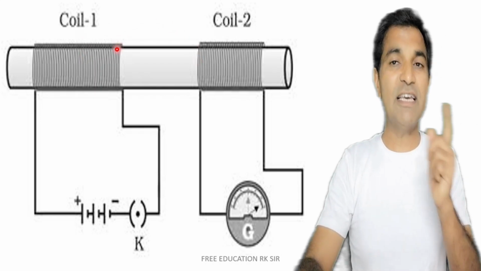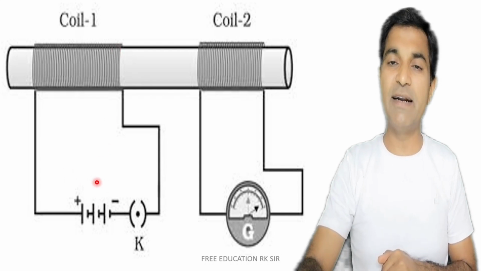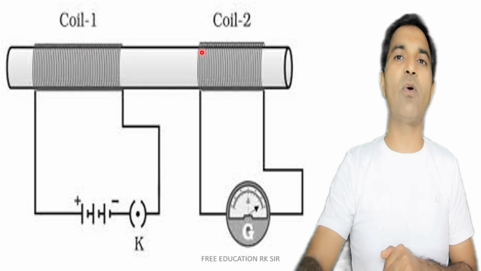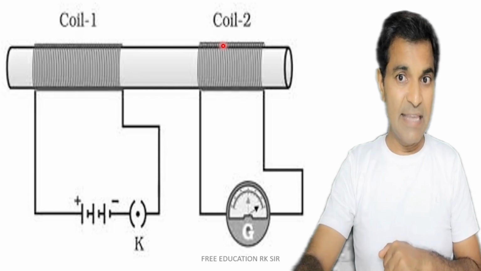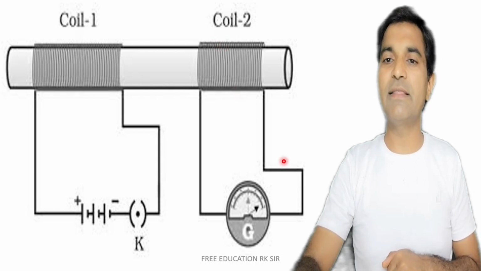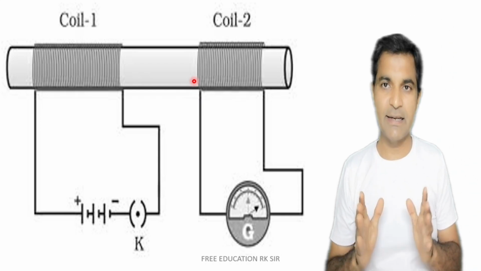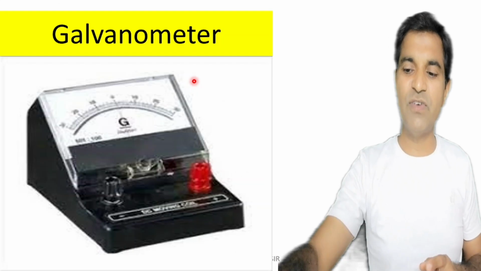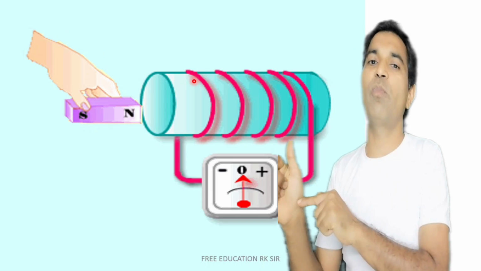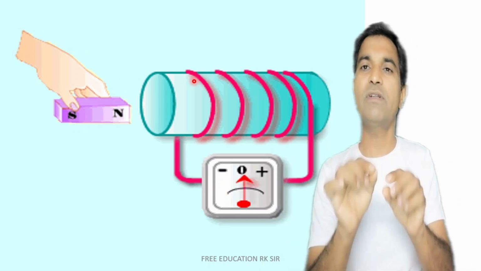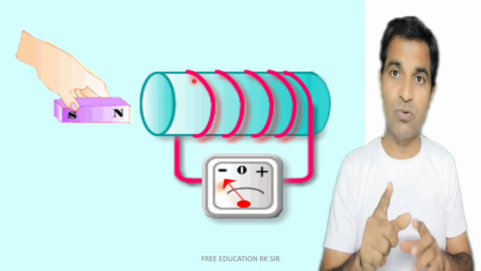So the magnetism produced in coil number 1 due to the electrical energy of this battery will now be linking with coil number 2, and this magnetism, which is changing in nature, will produce a current in coil number 2. This process is known as electromagnetic induction. So the examples which we have covered in this exercise are related to electromagnetic induction. What they reflect is that whenever there is a change in the magnetism, current is produced.